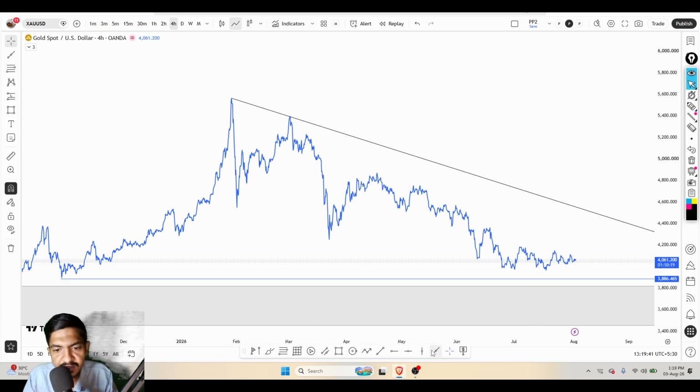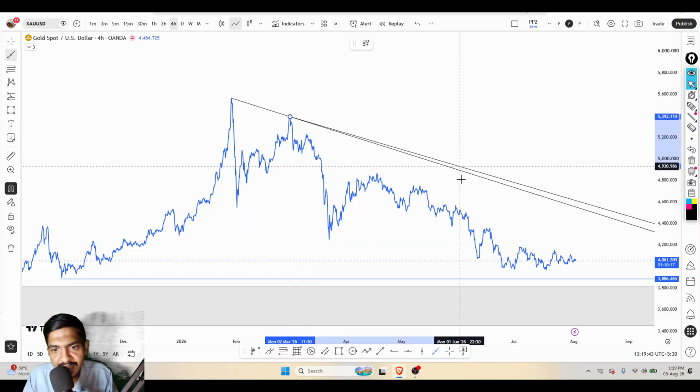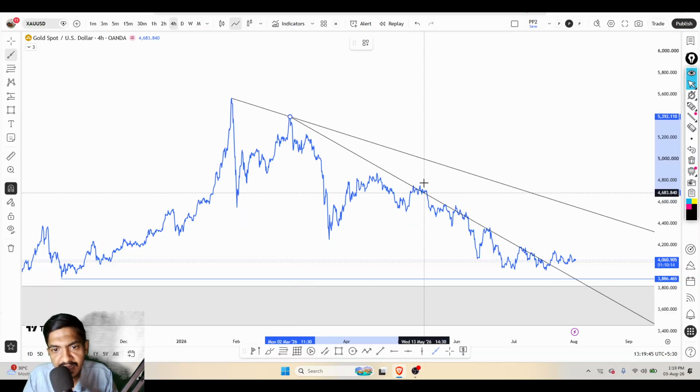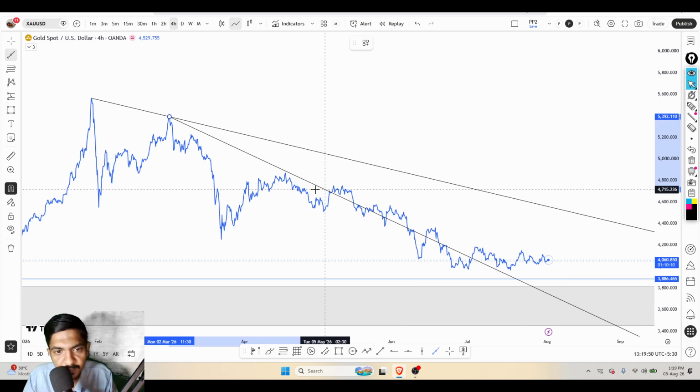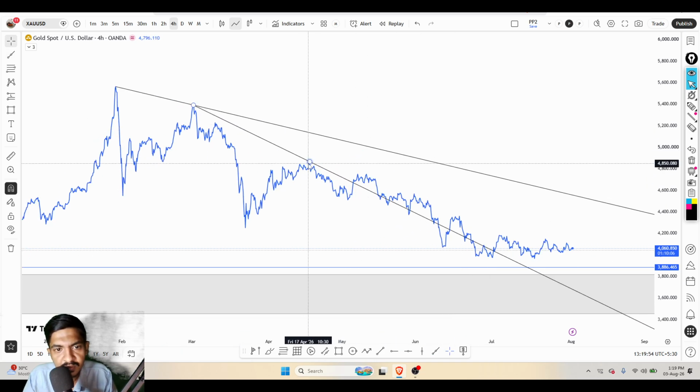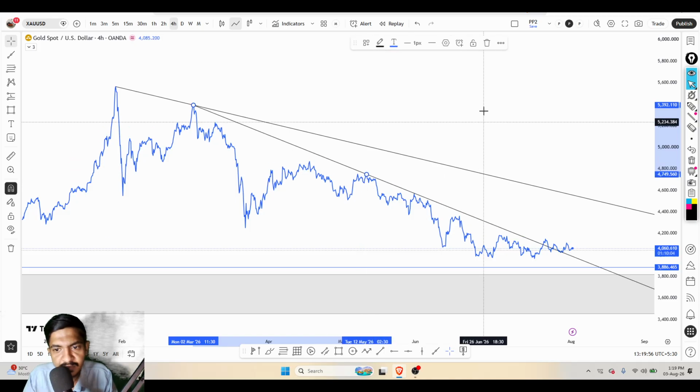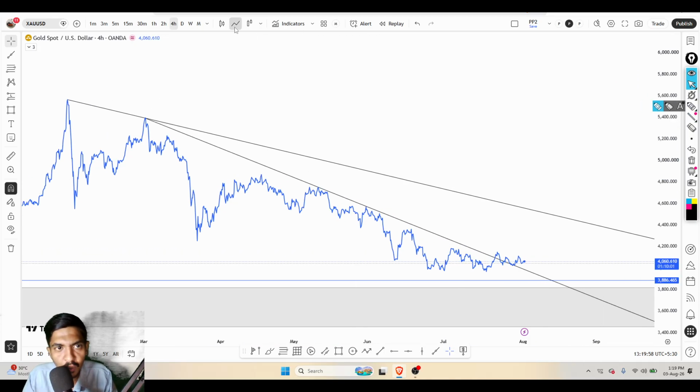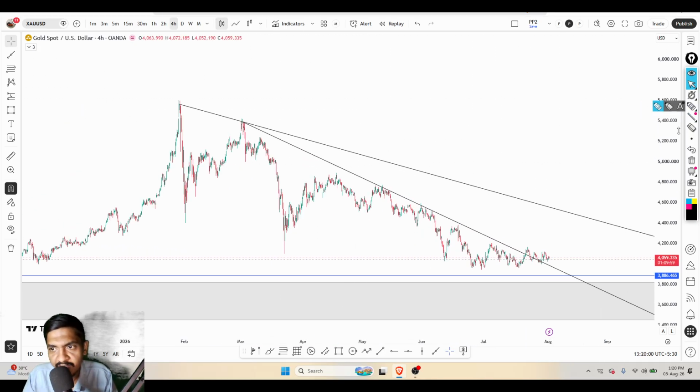Now there's a secondary trend line as well. So this is our secondary trend line. You can see over here. Let me draw it precisely. Sorry, let me draw this precisely. Okay, so I've plotted both the trend lines. So this is our primary trend line. This is our secondary trend line.